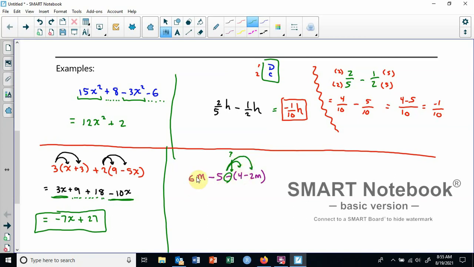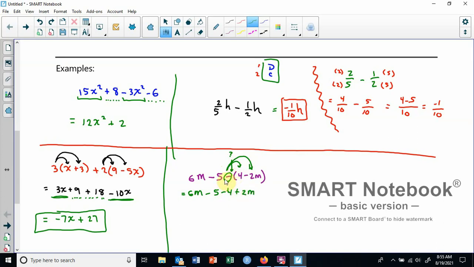So let's bring down all the stuff that we don't need. So we'll bring down 6m, we're not messing with that. We're actually not messing with minus 5. We need to distribute this subtraction as a negative 1. So a negative 1 times a 4 makes for a negative 4. We're going to write it as a minus 4. A negative 1 times a minus 2m, a minus and a minus makes a plus 2m.